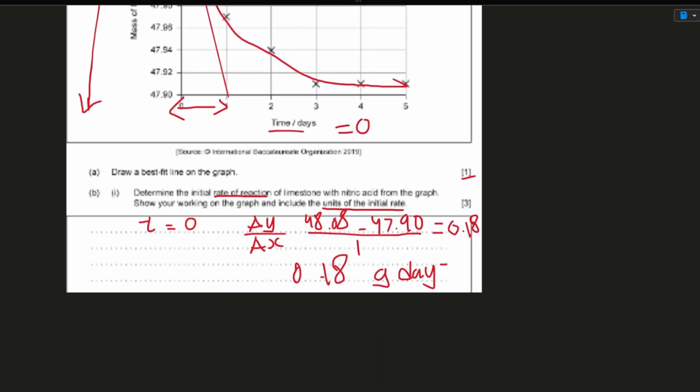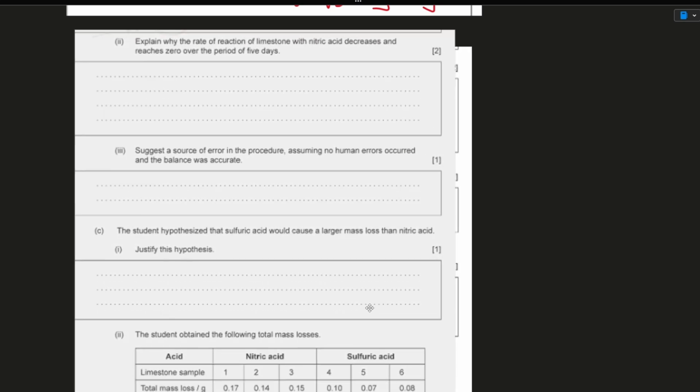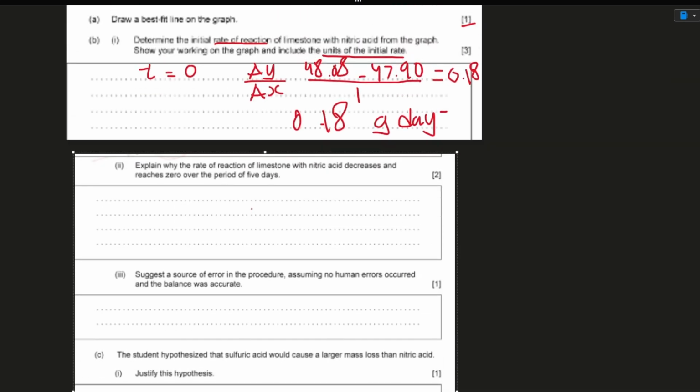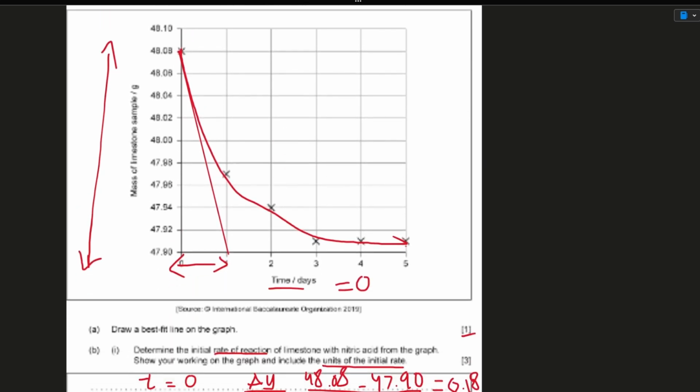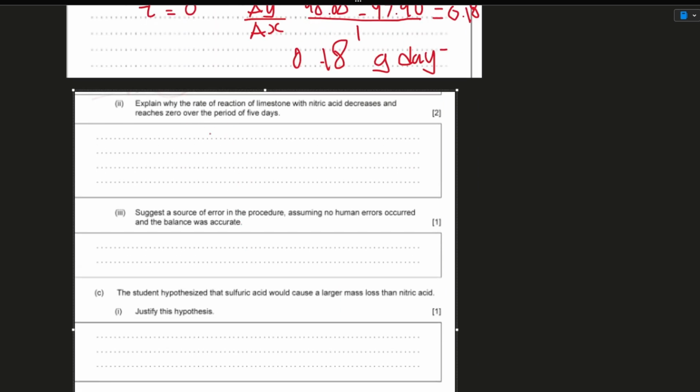And I'll just paste the remaining of the question right here. Remaining of B. And there's a C as well, yeah. So right here it says explain why the rate of reaction of limestone with nitric acid decreases and reaches 0 over the period of 5 days. Why does the reaction decrease? Basically, that's what the question is asking. So it's 2 marks, so we need to make 2 points.